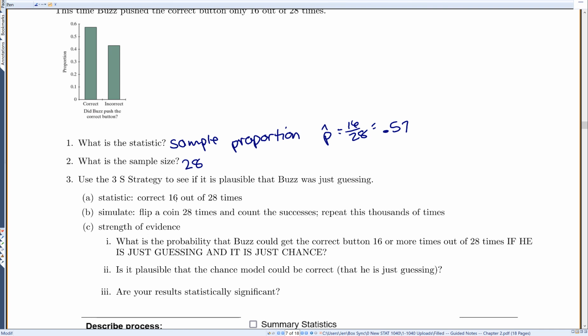So our statistic is that he was correct 16 out of 28 times. Now we simulate it. We're going to flip a coin 28 times, count the successes, and repeat this thousands of times. Okay. We chose to flip a coin because if he's just guessing, then you'd have a 0.5 chance of getting it right or wrong. So just guessing, 0.5 chance to guess correct. So we can use the coin.